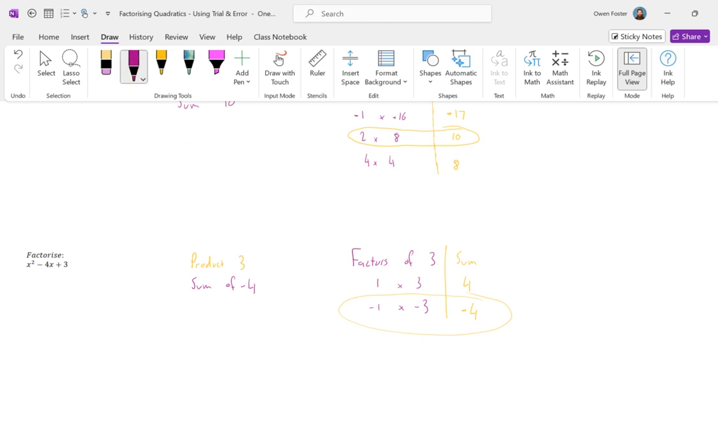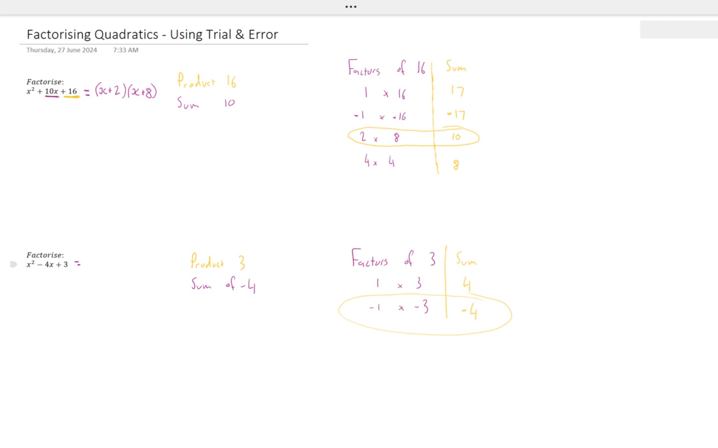So back to my original question. First bracket, it doesn't matter which one you put first, the negative 1 or the negative 3. So we're going to put x minus 1, second bracket, x minus 3, and that is my factorized form of that quadratic.